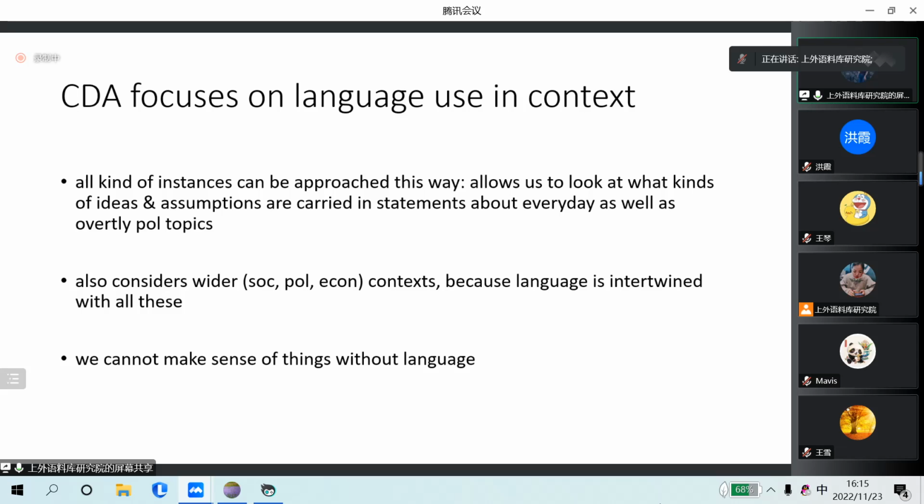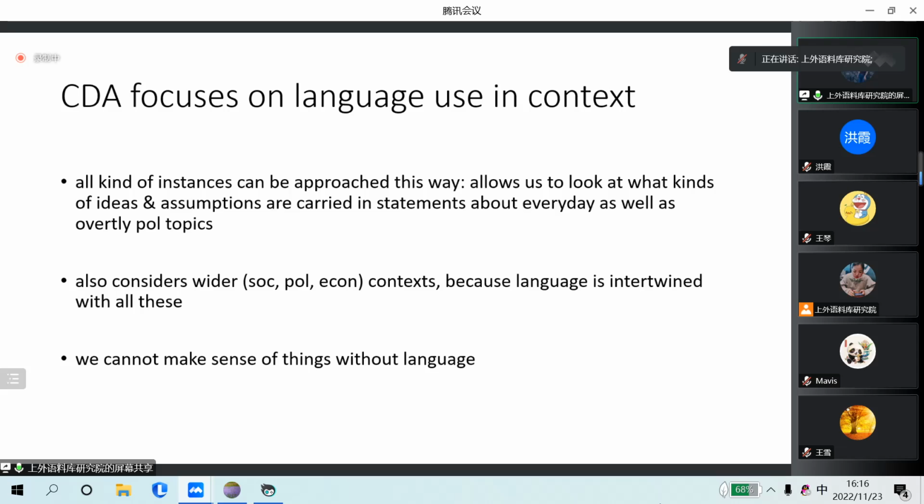Now, CDA tends to focus on language use in context. All kinds of instances can be approached this way. It allows us to look at what kinds of ideas and assumptions are carried in the statements about everyday tweets or posts, as well as those that are overtly political. So if you want to do CDA, you don't necessarily have to go to feeds that are really discussing politics. Ideology can be found in very everyday topics: in moms talking about something, in fitness influencers, as we will see later, and it can be here where we're talking about racism.